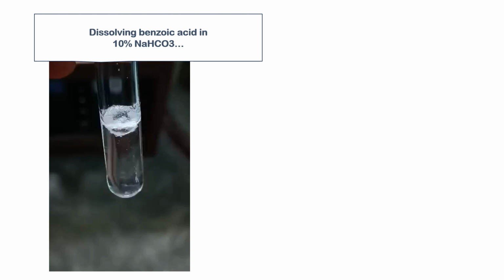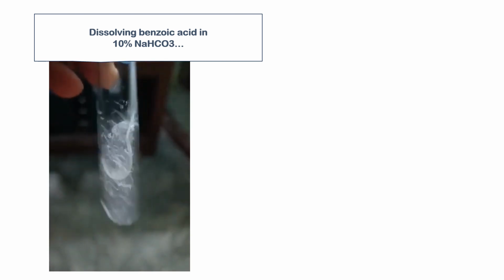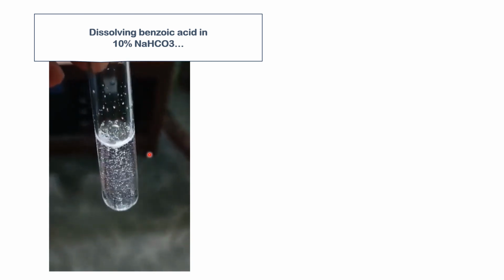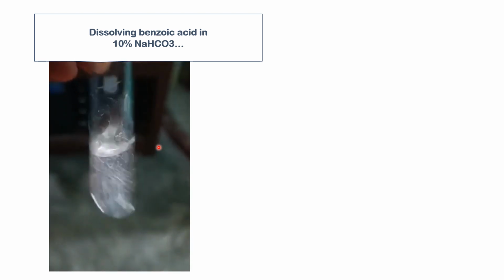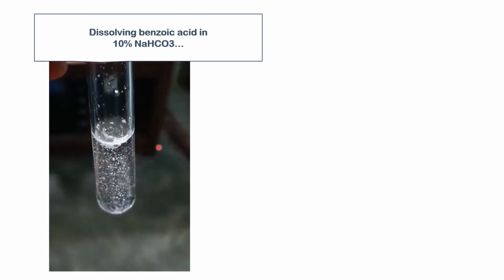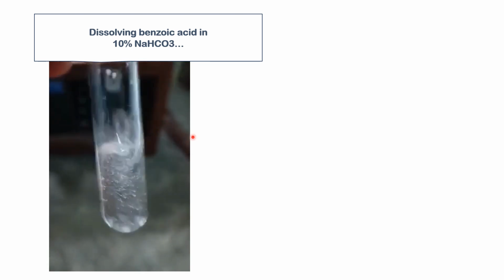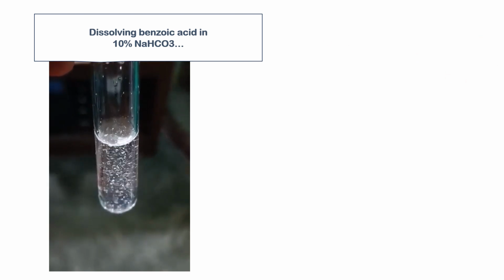Let us recall the reaction of benzoic acid in 10% sodium bicarbonate solution. What I'd like to show here is the production of bubbles. Okay, tingnan natin. May bubbles yan. Hindi lang as prominent as the bubbles that we observe in succinic acid and acetic acid. Ayan, may bubbles.